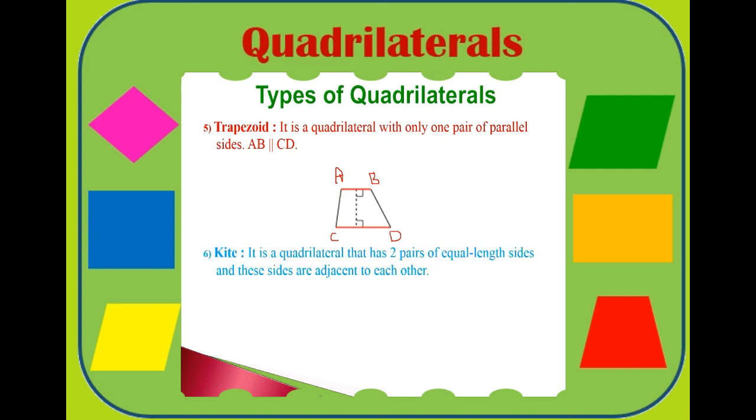non-parallel sides. Kite. A kite is a quadrilateral that has two pairs of equal-length sides and these sides are adjacent to each other. Here is an example of a kite. Here you can see these two sides are equal in length and these two sides, the red ones, are also equal in length and they are adjacent to each other.